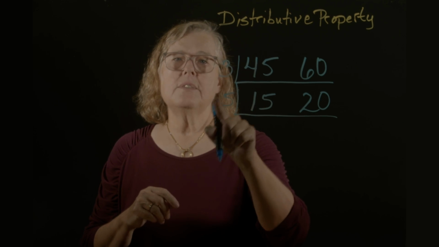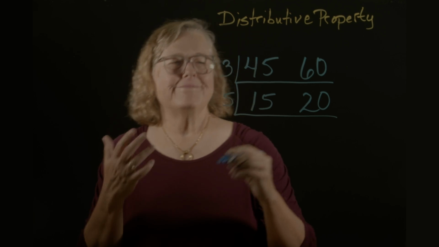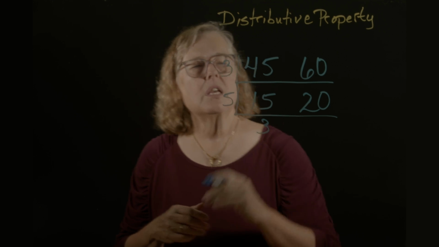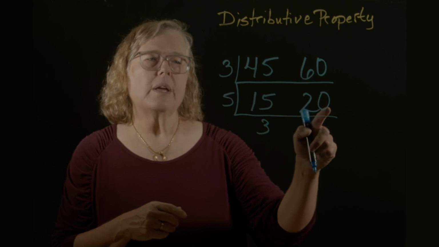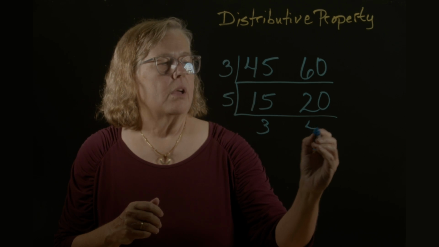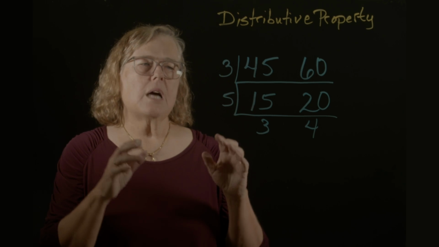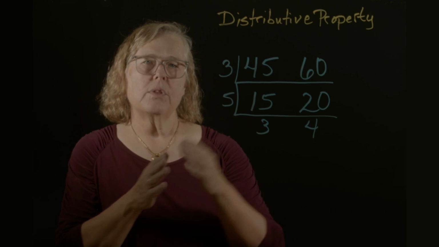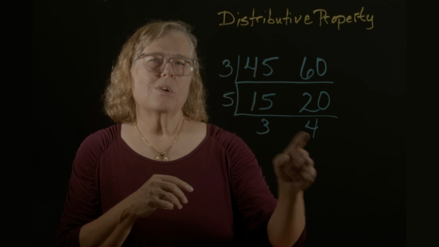What is 15 divided by 5? It is, of course, 3. Good job. What is 20 divided by 5? It is 4. Do you remember before when we talked about if there's 3, 4, when the numbers are in order, that we know we're done?